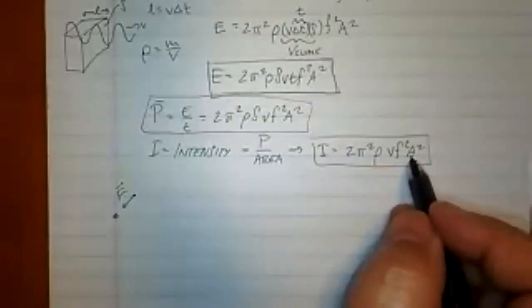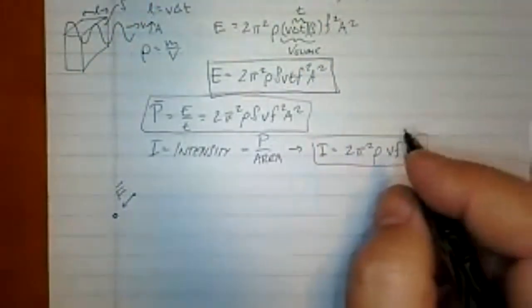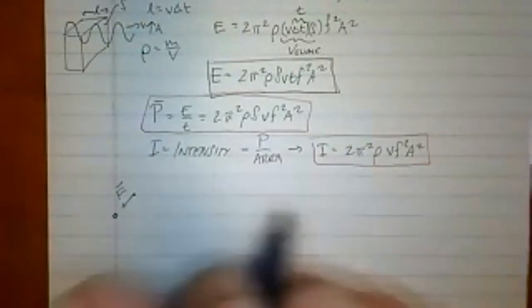Hey, sir, quick question. What was A again? Oh, that's the amplitude of the wave. Oh, that's right. Yeah, you mentioned S being area, and I got that. I mixed up there for a sec. Thank you. Gotcha. No problem.